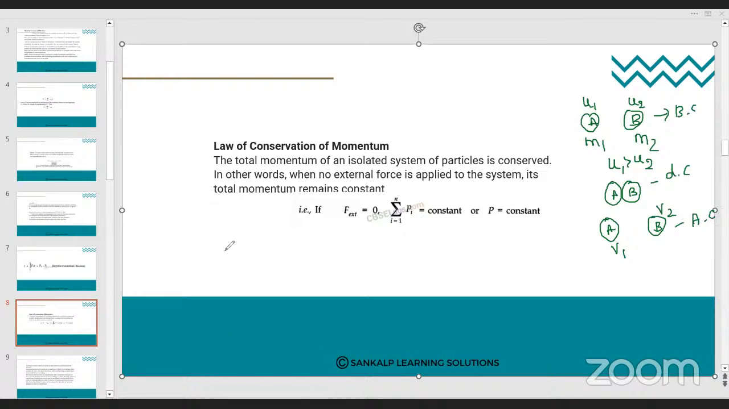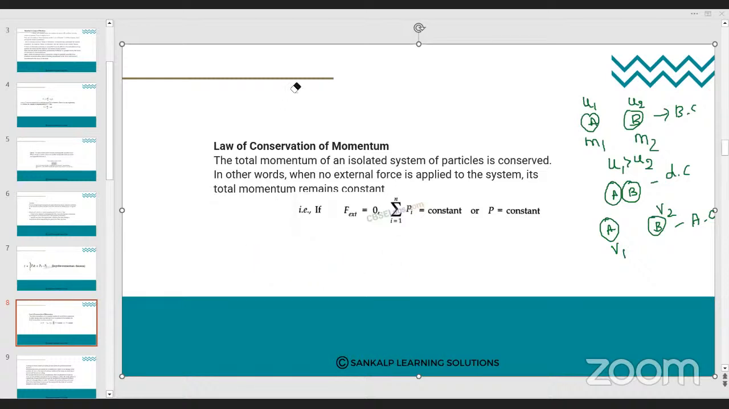So what does our law of conservation of momentum state? It states that momentum before collision is equal to momentum after collision. Is it clear? Okay, so this is the law of conservation of momentum. Momentum before collision is equal to momentum after collision. So according to that, now we need the formula, which will help us in solving numericals.